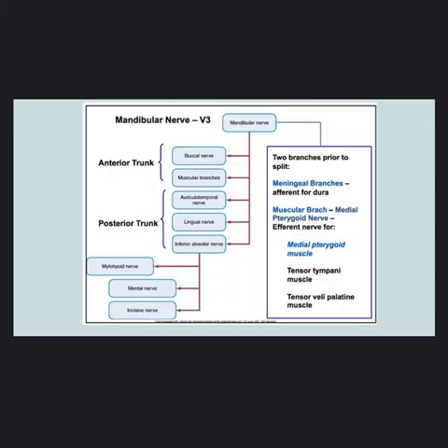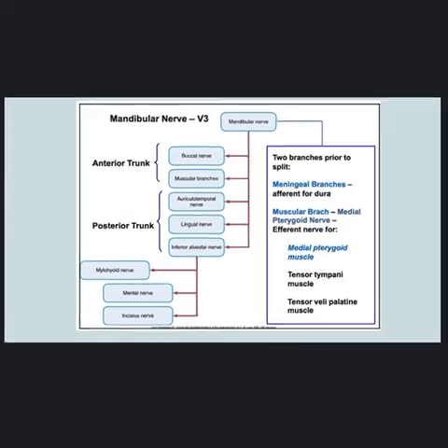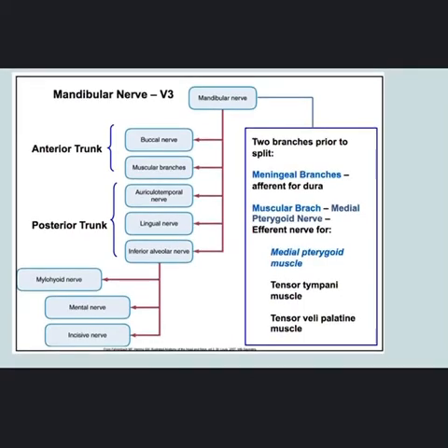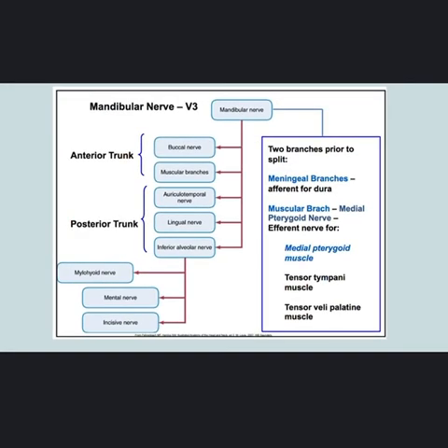So here are the branches, and I think this was my least favorite to review. The mandibular nerve has to split into prior branches before it can even go to the trunks. The two branches that it has to split into are the meningeal branch, which is afferent for the dura, and the muscular branch, which is good for the medial pterygoid nerve, and it's efferent nerve for the medial pterygoid muscle, the tensor tympani muscle, and the tensor veli palatini muscle. Once that's done, then we can go to the trunks.